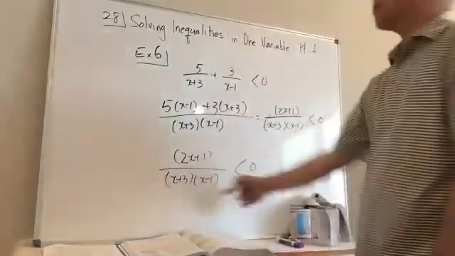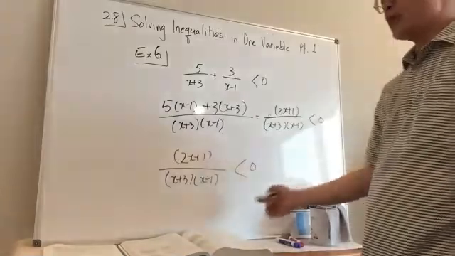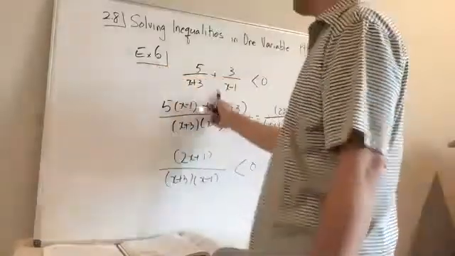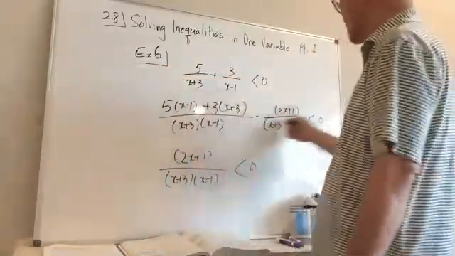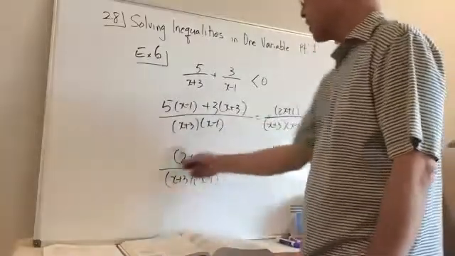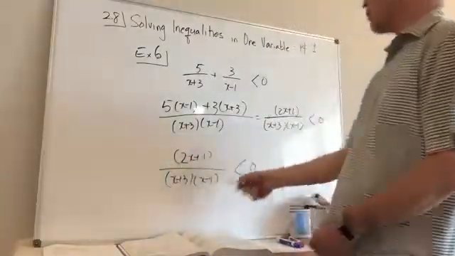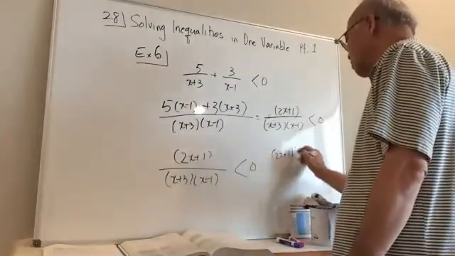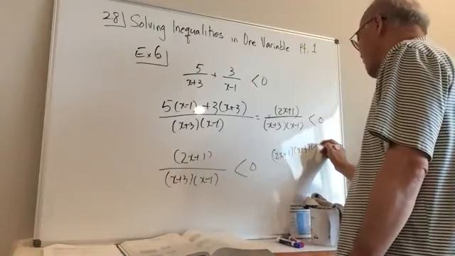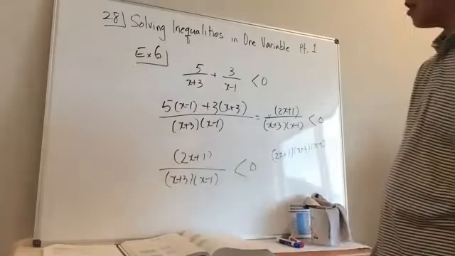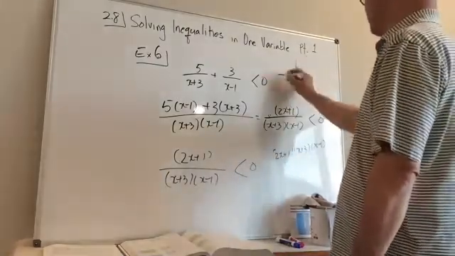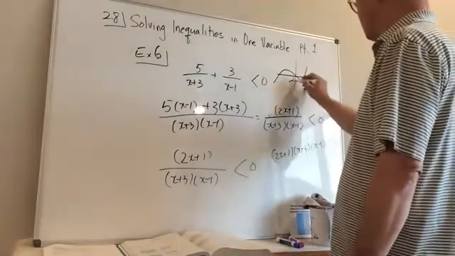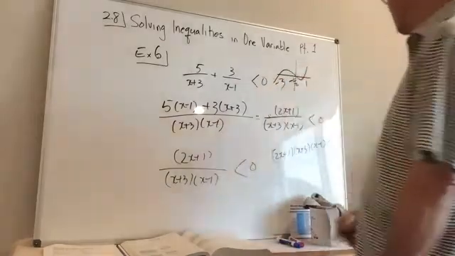less than 0, and this becomes the same problem that we solved in example number 5. So in example number 6, if I give you this question, you have to go through this to come to this, and then say, well, for this to be less than 0, this is the same as (2x plus 1) over (x plus 3)(x minus 1) being less than 0. Then I'm going to do the same thing I did before. I have 1, negative 1/2, and negative 3.